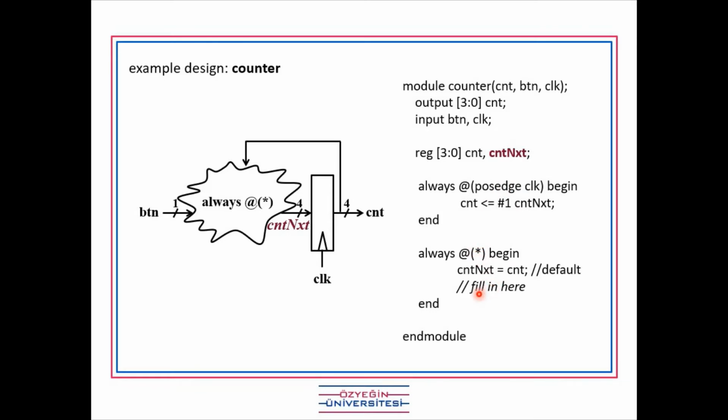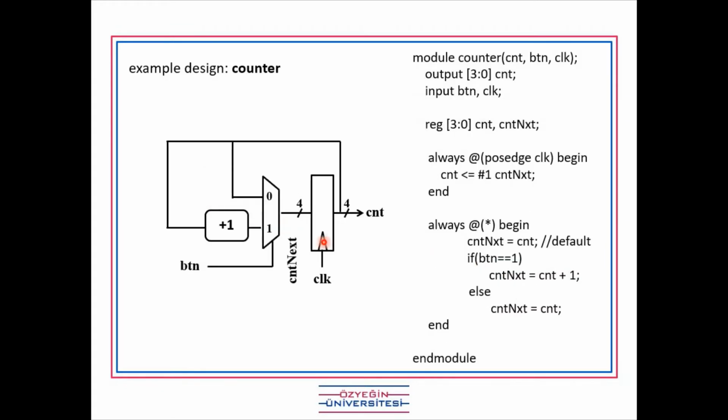And what is actually happening here? Let's see in the next slide. This combinational part is dependent on button. If button is 1, then do the increment: count plus 1 will give you count next. So count next equals count plus 1. What about the other time? When button is 0, just save count again. That's what's happening here.